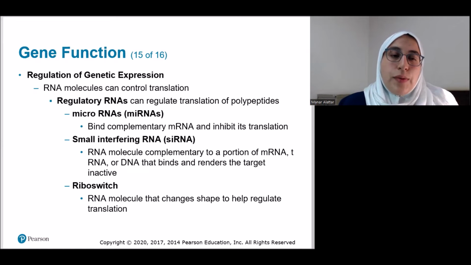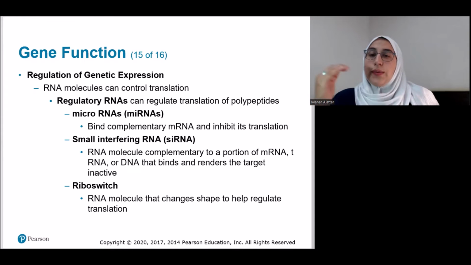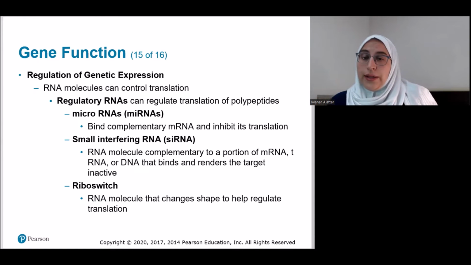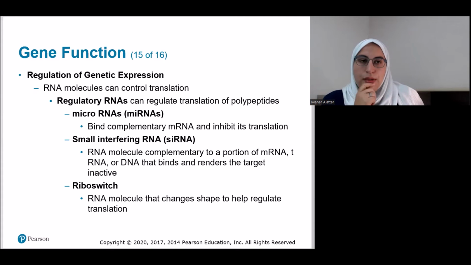So the next discussion we want to have is on mutations. So go ahead and review gene regulation and then prepare for the discussion on mutations.